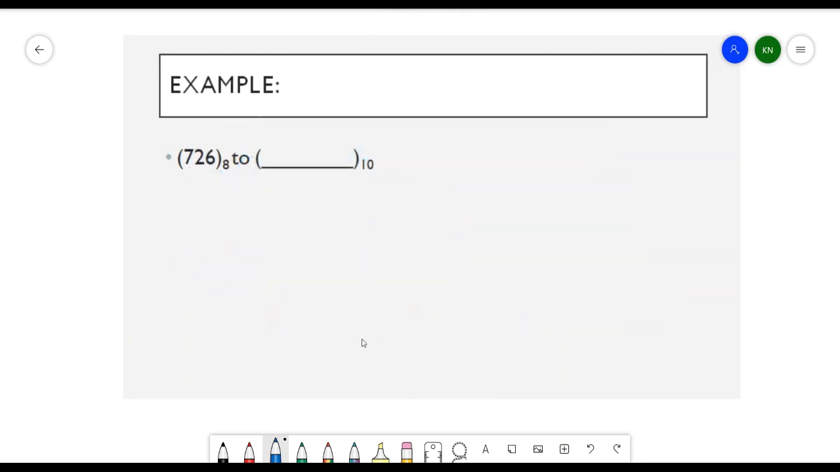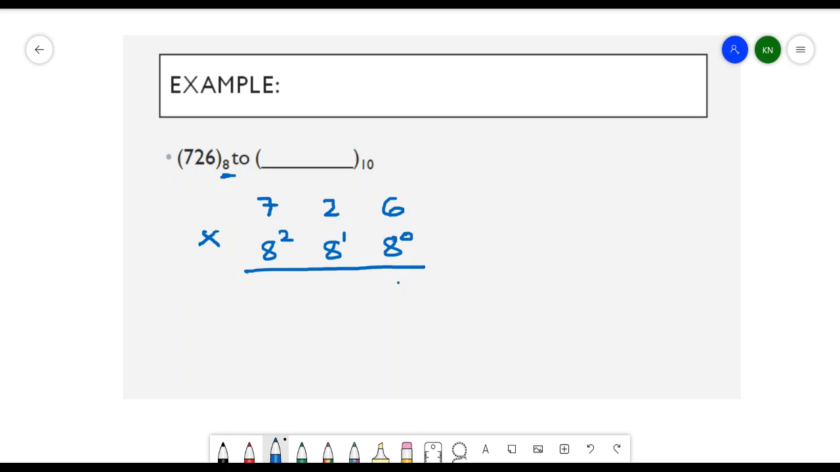Next example, we have from octal to decimal. So we have 726, and we need to convert that to decimal. So we have 7, 2, and 6. Multiply that by its original base, which is 8 raised to 0, 8 raised to 1, and 8 raised to 2. 8 raised to 0, that is still 1.